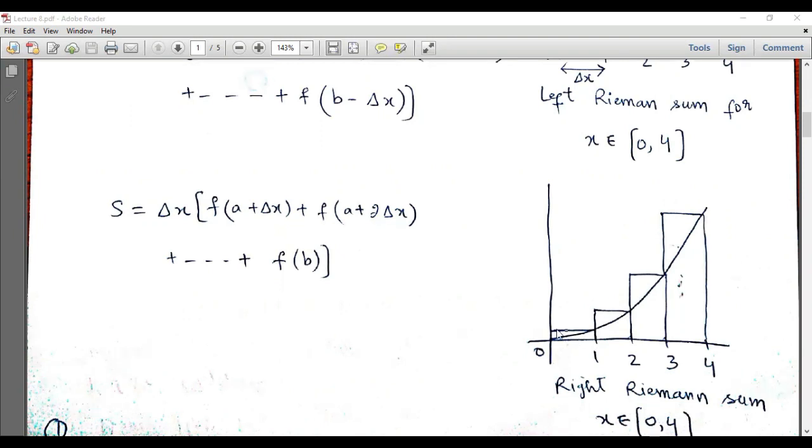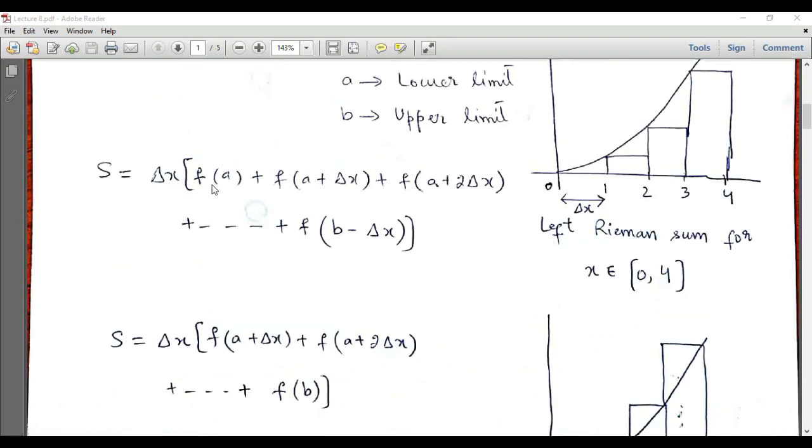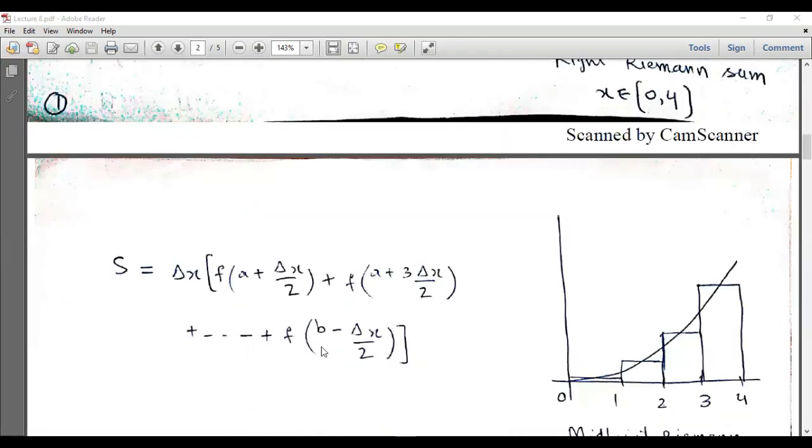So in this case, our first value is f of a plus delta x, this is f of a plus 2 delta x, and the final value will be equal to f of b, right? So S is equal to delta x multiplied by f of a plus delta x plus f of a plus 2 delta x plus so on, and the final value will be f of b. So clearly the difference between the left Riemann sum and right Riemann sum can be observed from here. So now let's discuss the midpoint Riemann sum.